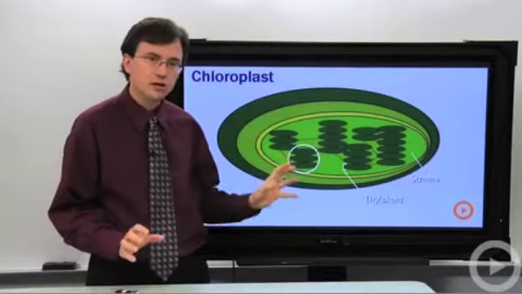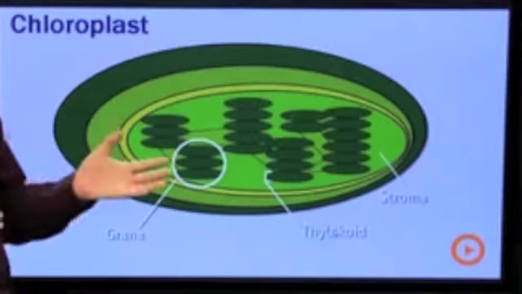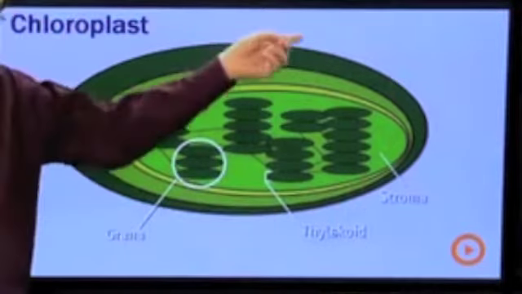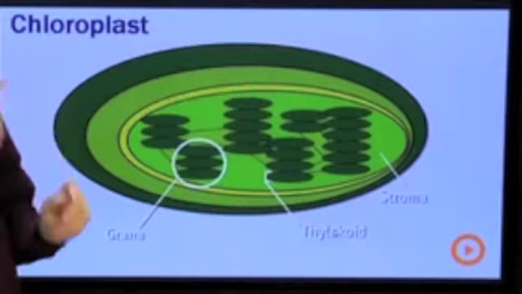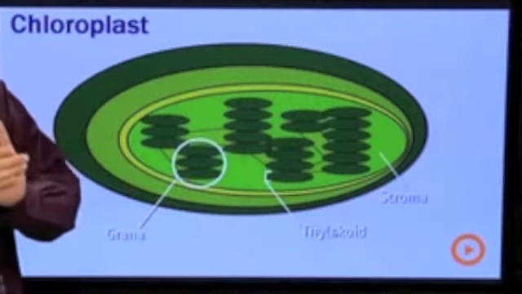If we zoom in closer on a chloroplast, you'll see some basic structures that you'll find in every chloroplast. And the first of which is its outer membrane. It actually has two membranes. It has this outer membrane and then immediately underneath it another membrane.